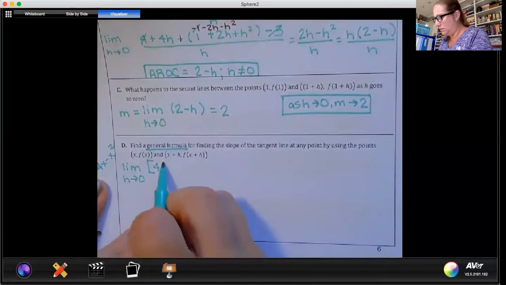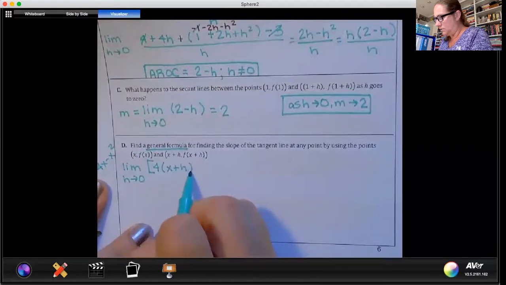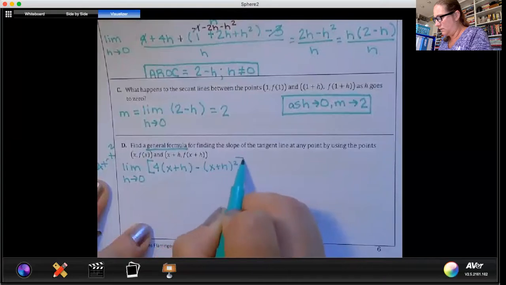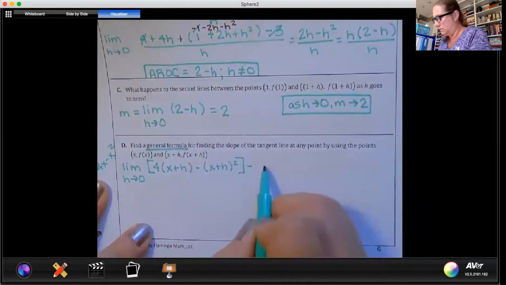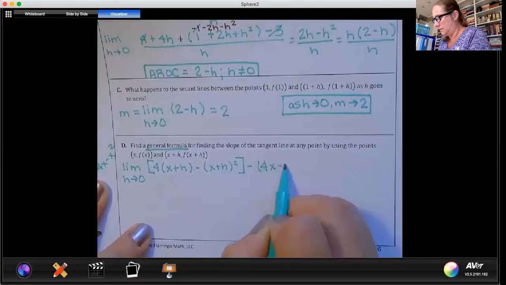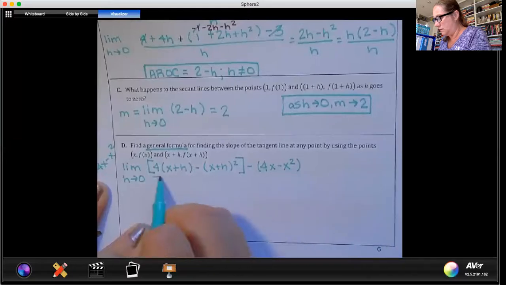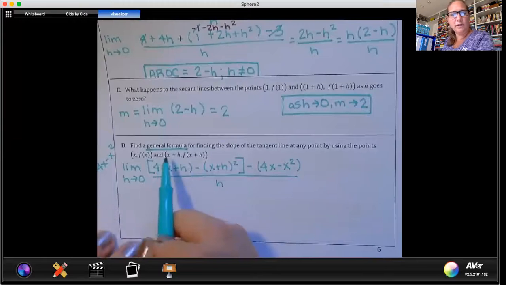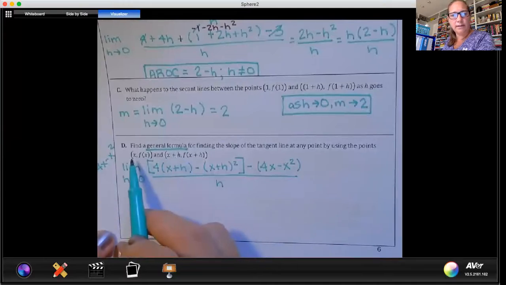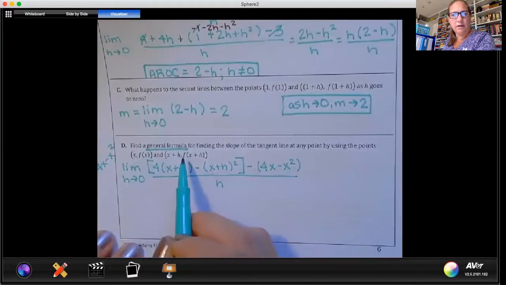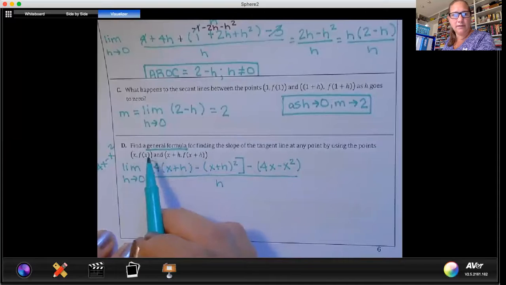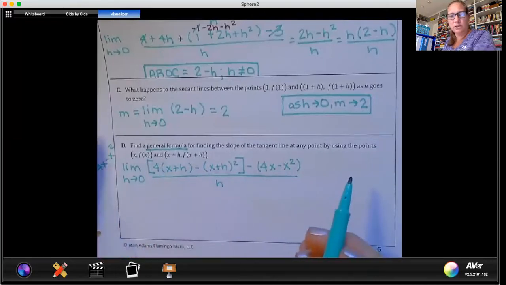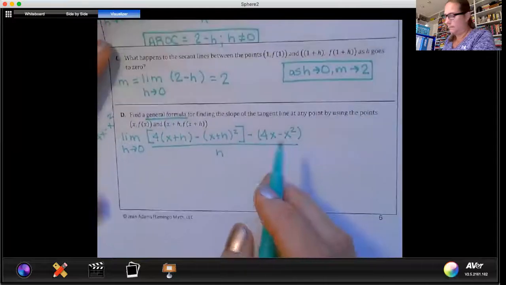So 4 times x plus h minus x plus h squared, and then minus our function, 4x minus x squared, all over h. Again, remember, we're just using that formula, x plus h minus x gives us h, f of x plus h minus f of x. So we're just using the actual slope formula from algebra. It just looks different because we're throwing our calculus in there.